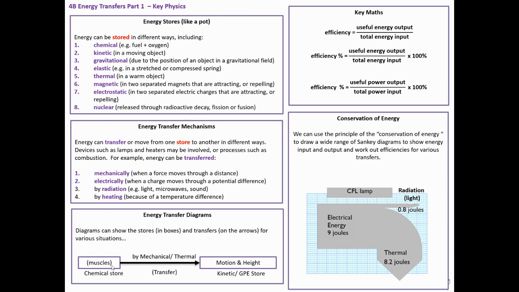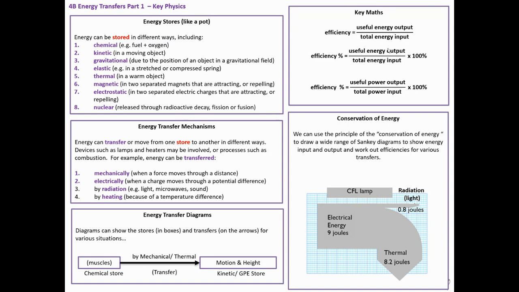Now, we tend to show these sorts of ideas by using a box for what it is. So my muscles could be picking something up. So that's a chemical store. On the arrow is the transfer, like mechanical and thermal. And then that could go into motion and height. You're lifting an object, so it could go into a kinetic or GP store. So the stores tend to be underneath the boxes of what it is, and the transfers are on the arrows. Try and stick to that format. You get marks for it.